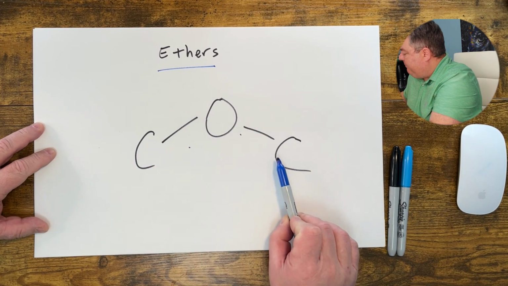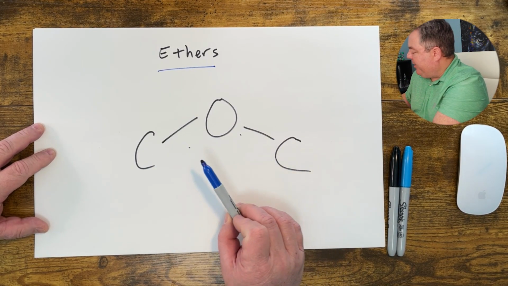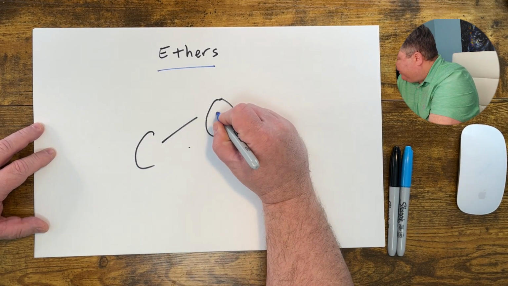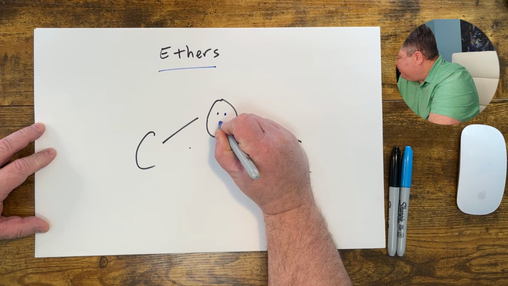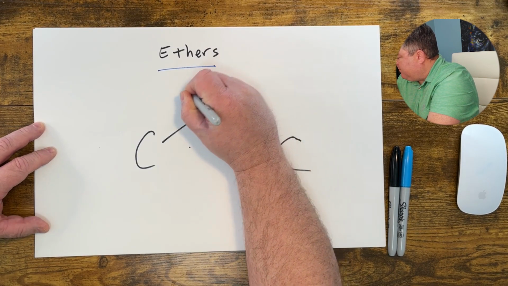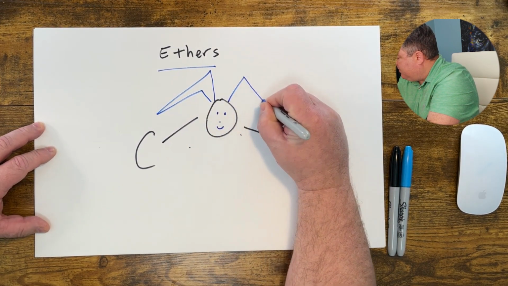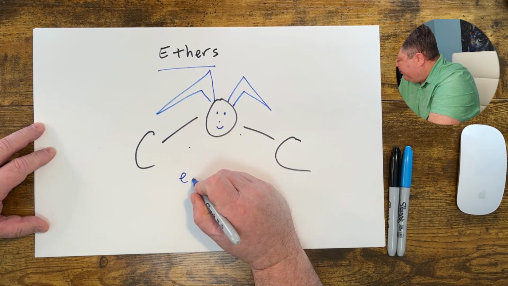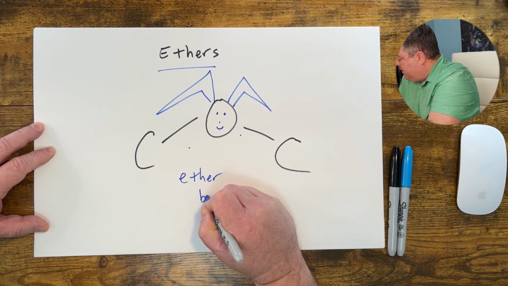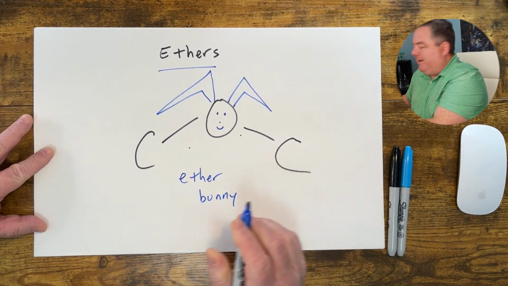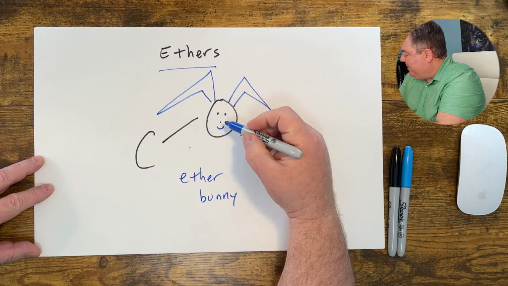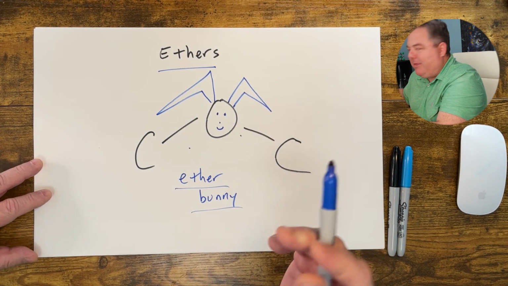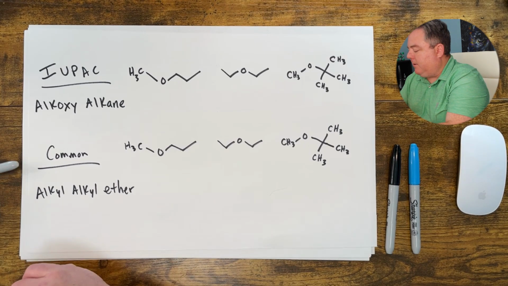And one way I tend to teach this so we can remember an ether as a carbon, oxygen, carbon, is by drawing this particular compound. And naming this is the ether bunny. Just a little joke that you can think about this little, instead of Easter bunny, ether bunny, and maybe that'll help you remember that's an ether.